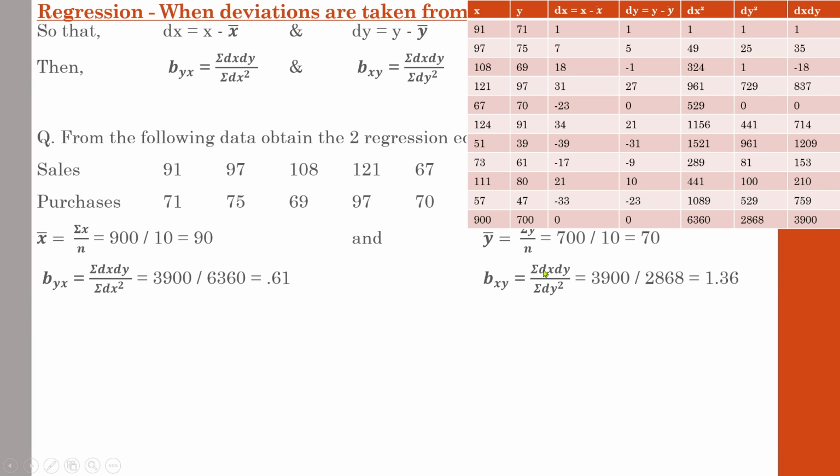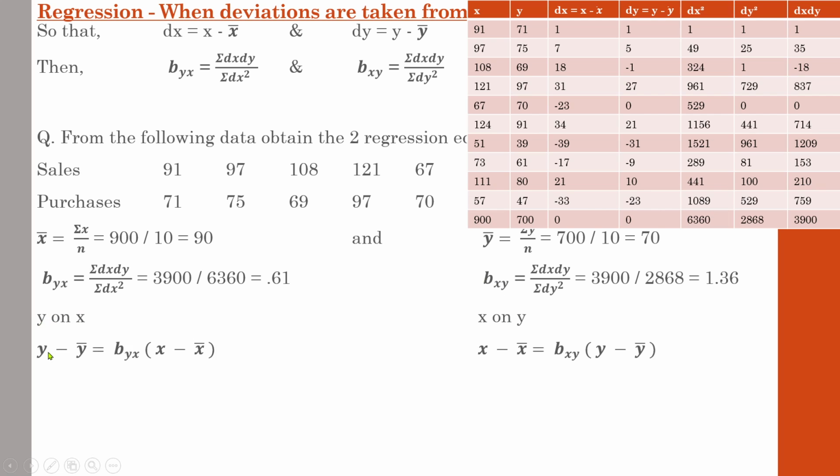Since two regression equations have to be found, you need to find byx as well as bxy. So bxy is sigma dx dy divided by sigma dy square. Sigma dx dy is 3900 divided by sigma dy square, which is 2868. You will get 1.36. Once you have found the regression coefficients, byx and bxy, next you need to substitute these in the equation. So byx is related to y on x and bxy is related to x on y.